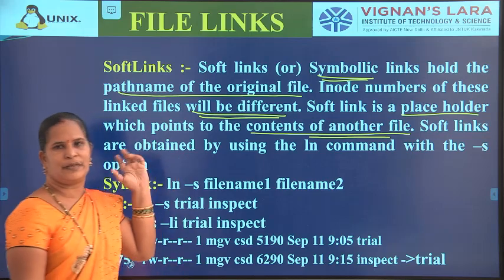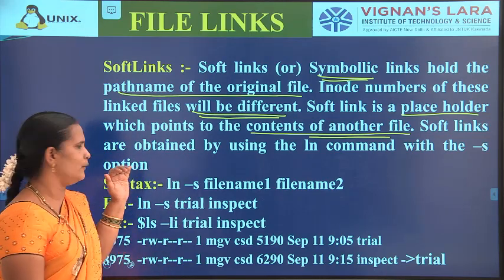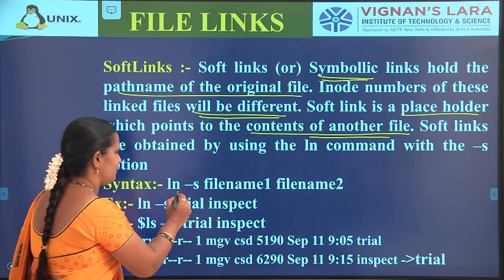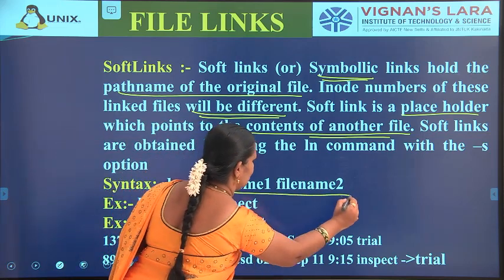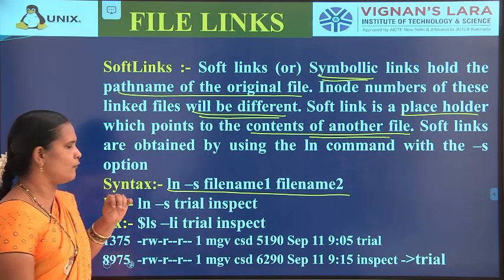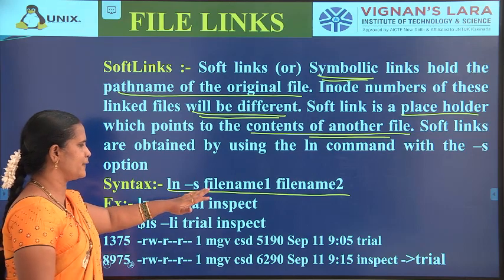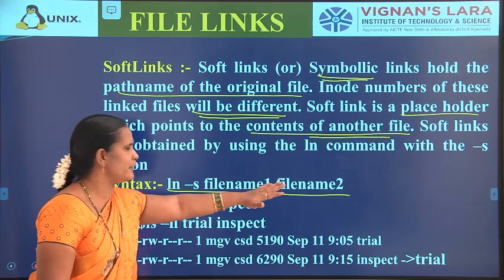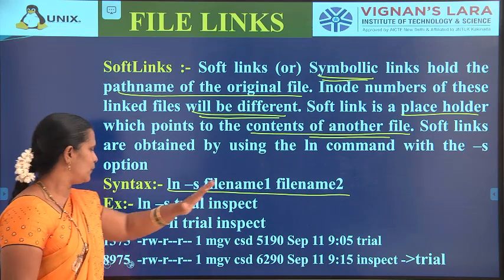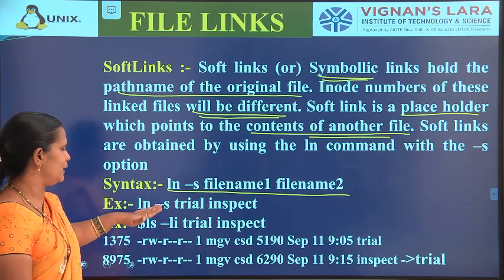Soft link can be established by using the -s option with the ln command: ln space -s space file name 1 space file name 2. This is the command to establish a soft link. S stands for soft link. Observe the example.